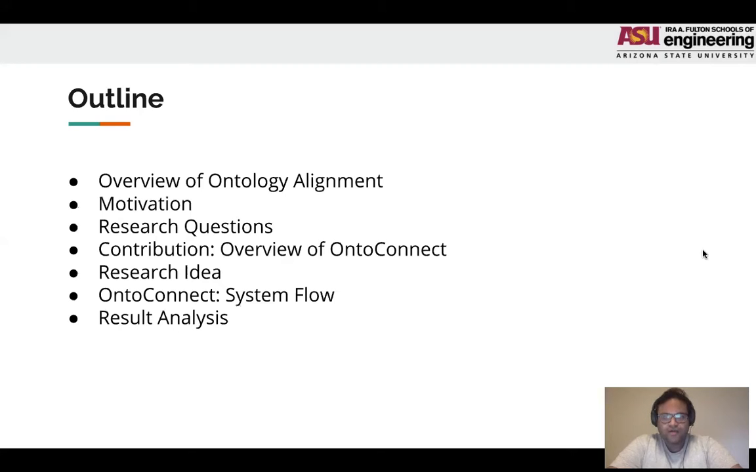So this is the outline. I will go through all these aspects and discuss a little bit about what an ontology element is, what our motivation is, and what we are trying to address. In the end, we will talk about the entire project flow of our tool, how it is contributing and what it is contributing, and we will do a result analysis on a dataset called the anatomy dataset.